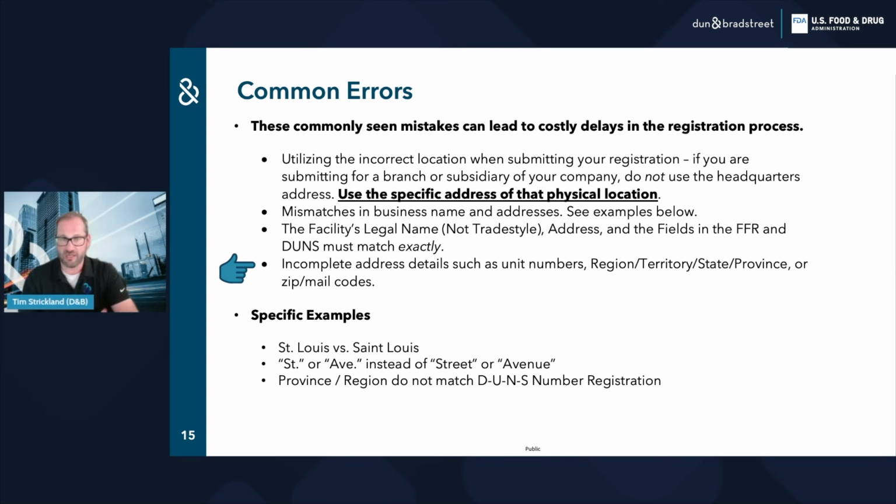And again, I highlighted it, but some of the specific examples we see, St. Louis versus Saint Louis can cause an issue. If the street name on your legal business registration spells out avenue or street, and you're using ST or AVE as an abbreviation, that can cause some issues. Also, as I mentioned, if you're in a country that has a specific province or region or department that your facility is located in, ensure that that matches exactly between the Import Safety Portal and the Food Facility Registration module.